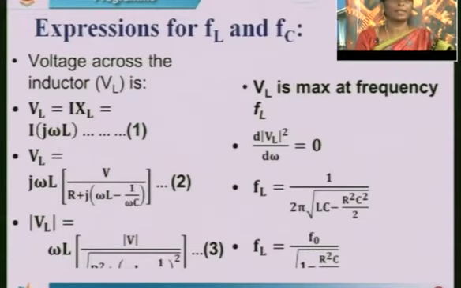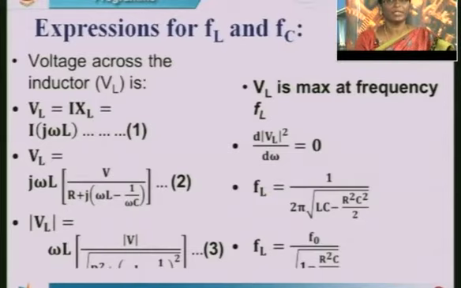That can be represented as FL equal to 1 by 2 pi under square root of LC minus R squared C squared by 2. Once again we can take the LC common, it will become 1 by 2 pi root LC, and in conclusion we will get FL, which is nothing but F0 by square root of 1 minus R squared C by 2L. Okay, this is the equation for FL.